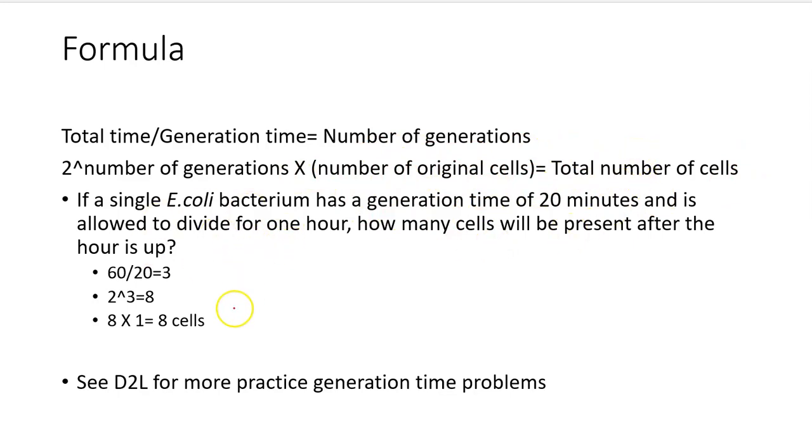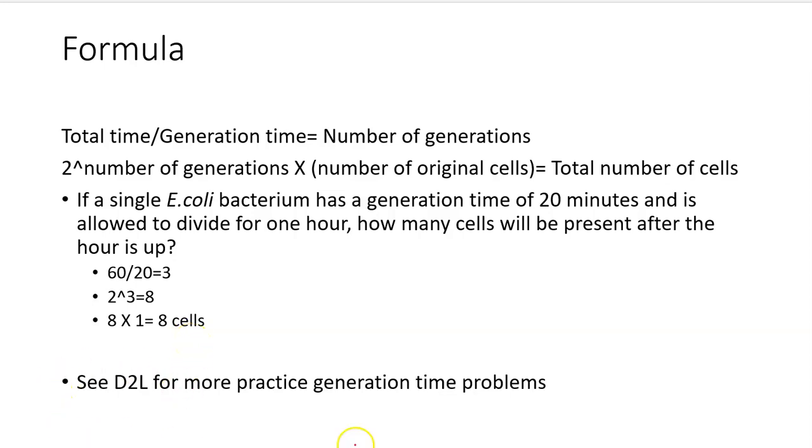So for this specific example, we would take the total time, which is 60 minutes, divide that by 20 minutes, which is the generation time, and that gives us 3. So we know E. coli, if it takes 20 minutes to go through a doubling cycle, and we give it an hour, it's able to do this 3 times. But we want to know, after those 3 times, how many bacterial cells are going to be present. So we take 2 and we raise it to the 3rd power, and that's going to give us 8. But we're not done. We need to take 8 and multiply it by the number of original cells, which for this example was just a single cell. So our final answer would be 8 cells.